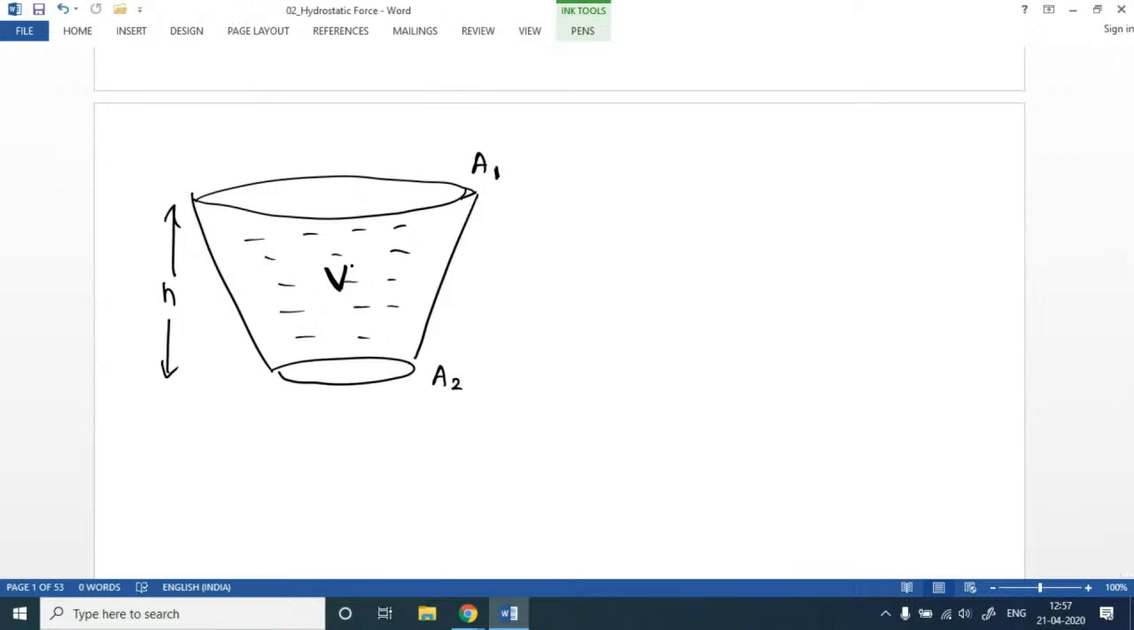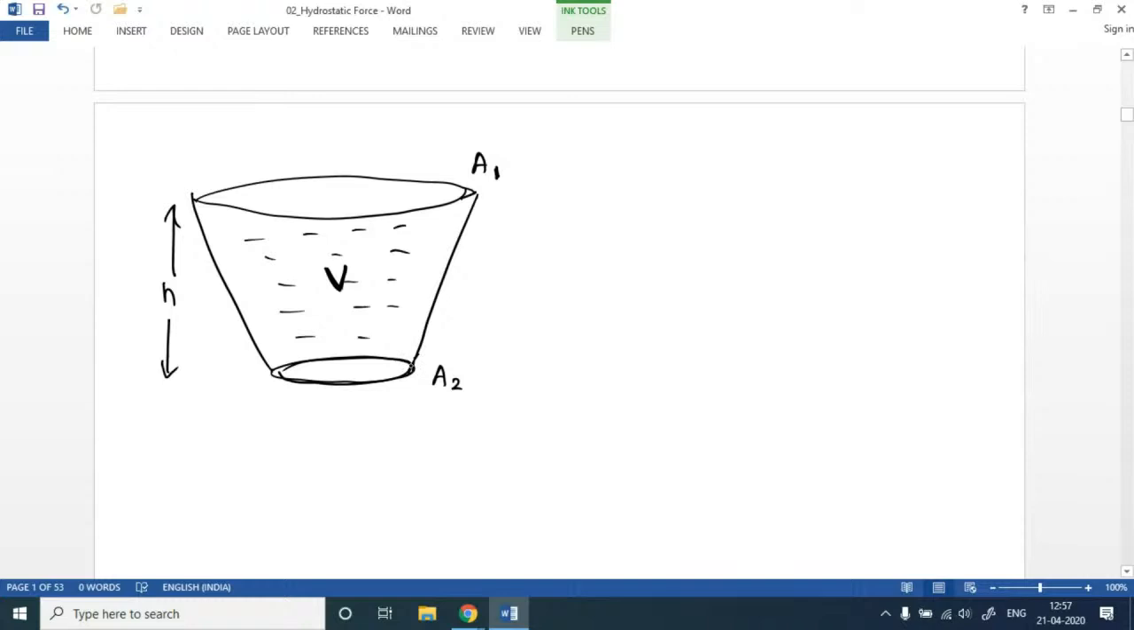First of all, we want to find out the net force exerted by the liquid on the container in the vertical direction. So that would be as good as finding out the net force in vertical direction exerted by the container on the liquid. According to Newton's third law of motion, it will be equal and opposite. So first we will like to find out that quantity.